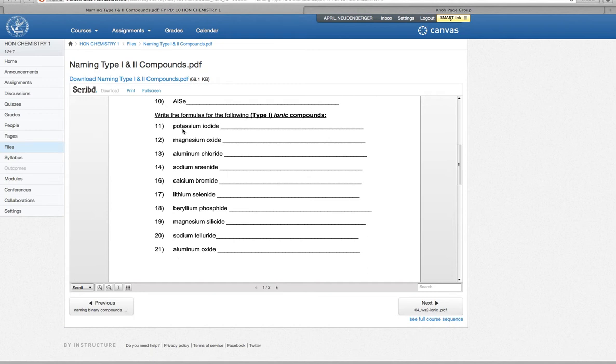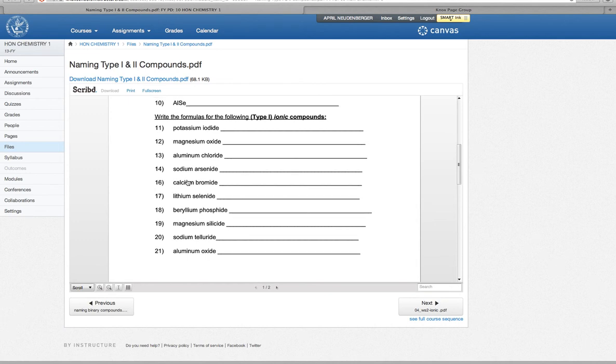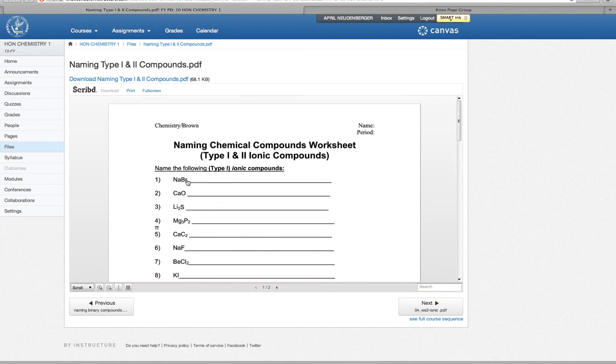So this time you were given potassium iodide, you have to actually write in the chemical compound, which would be KI. Okay, so you have what you need here. Go ahead and practice these and we will go over them in class.